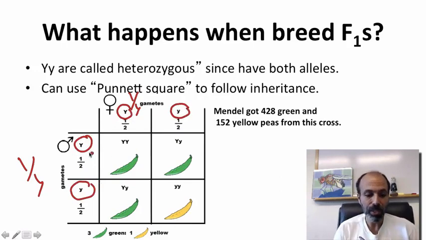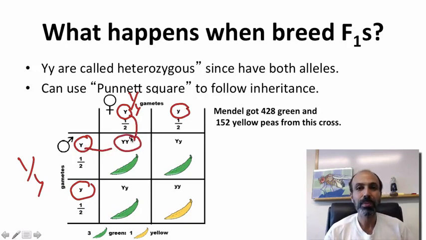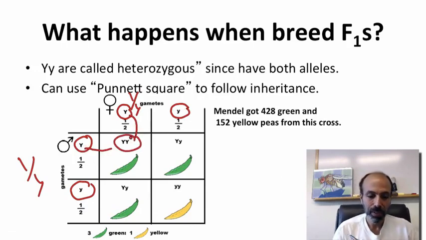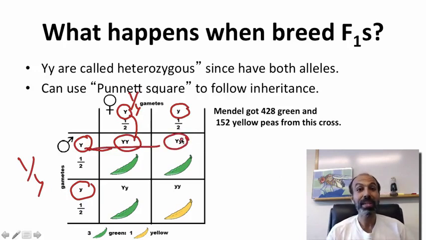So the possible combinations, the boy might give this big Y, the girl might give this big Y, and you may get a big Y individual. Well, we know that is green. The boy may give big Y, and the girl may give little y. Well, we know when you're heterozygous, you're still green.